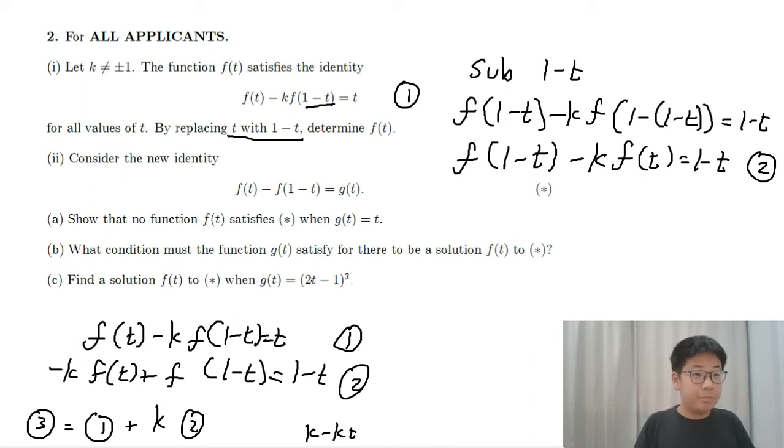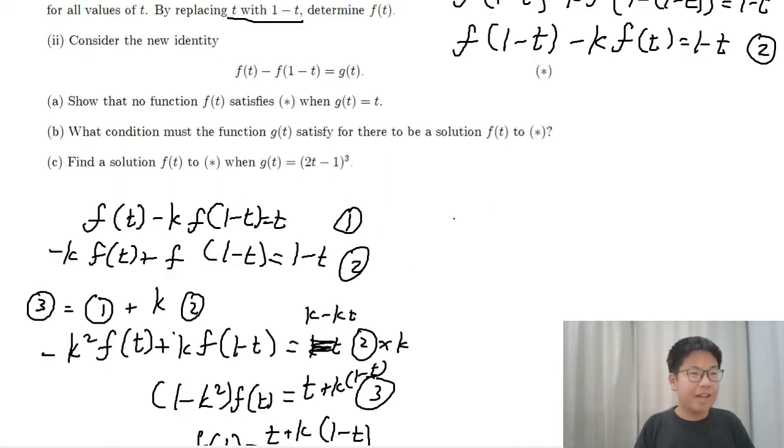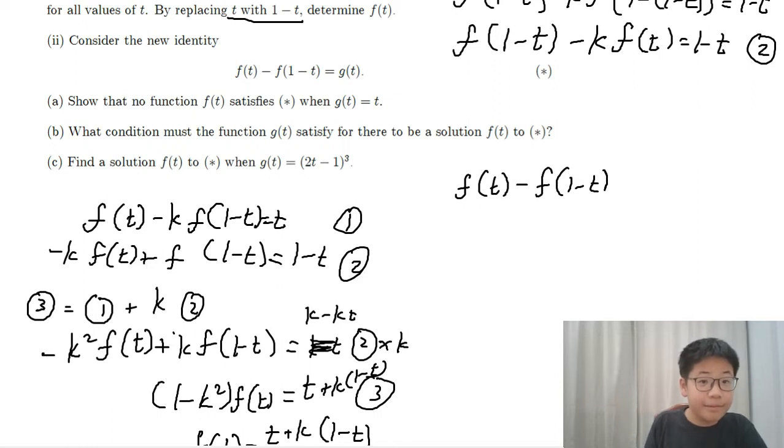What condition must the function f(t) satisfy when g(t) equals t? There are no functions. What does this do? Again, we follow the same procedure. Let us write down the defining identity. And then we call this equation 4. Let us write a line here to distinguish between the two parts.